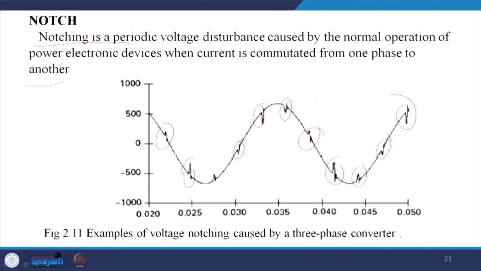If this waveform is there, we require to eliminate the notch. That also comes under the purview of power electronics, and we also require to eliminate it through power quality measures.